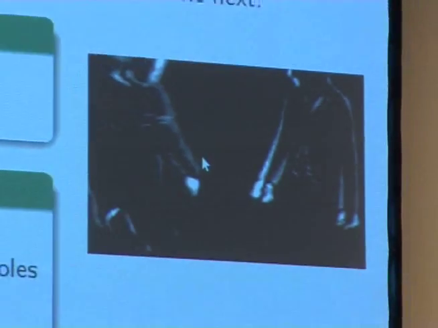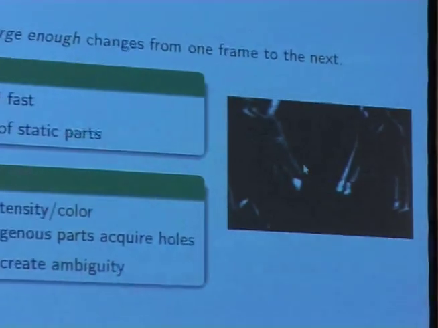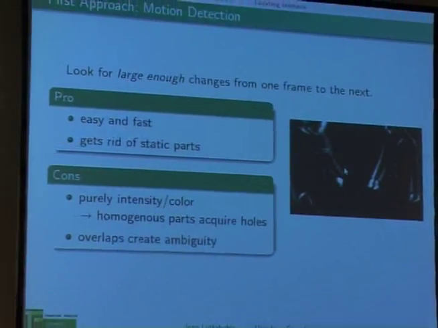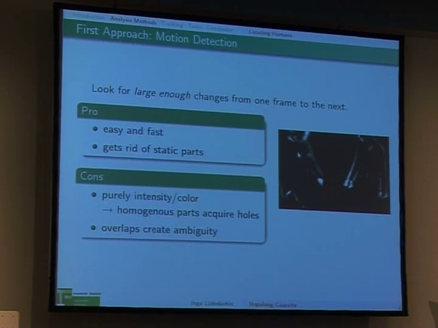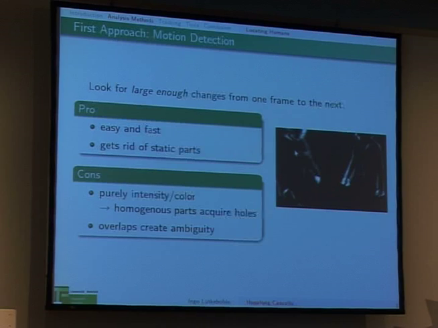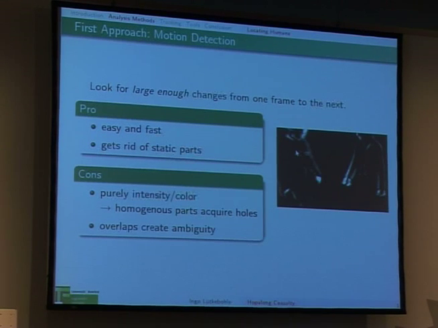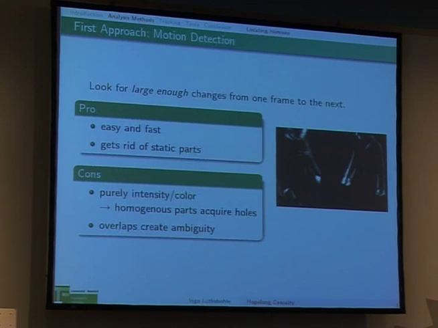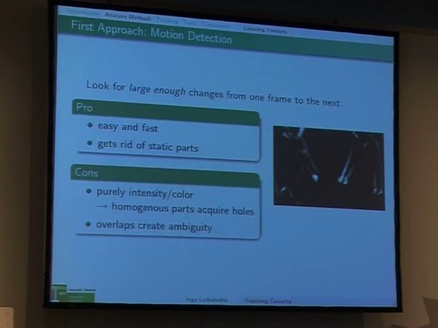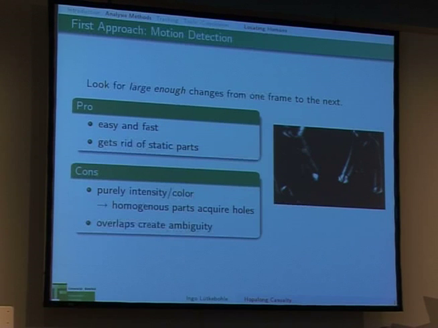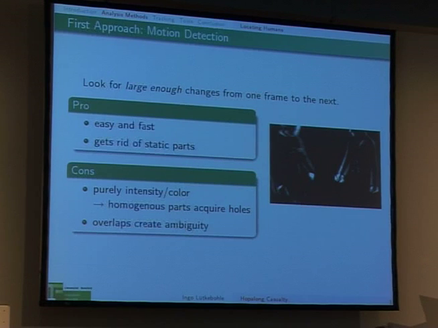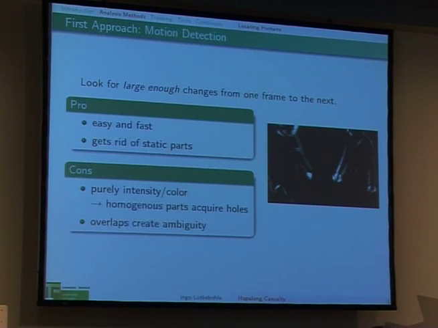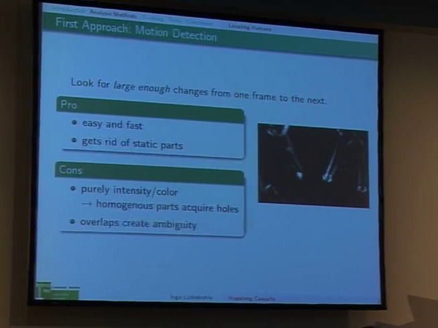But this is not very good. It is a very easy method, and it gets rid of all the static parts in the image, but it doesn't tell you very much. And the one problem is that you have these holes where there's similar color, so the visual input doesn't change from one image to the next, even though there's motion. And then, as you can probably imagine, if two things like this are overlapping, there's going to be an interpretation problem telling these two apart. So first I'm going to talk a little bit about how you solve the problem with the hole, and then about the major parts about the overlaps and the ambiguity there.